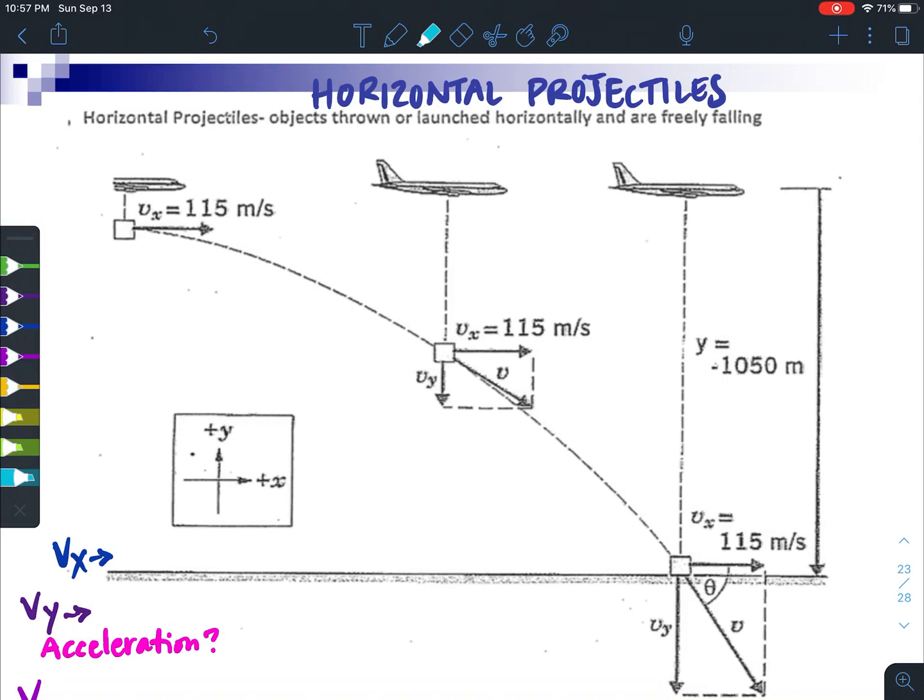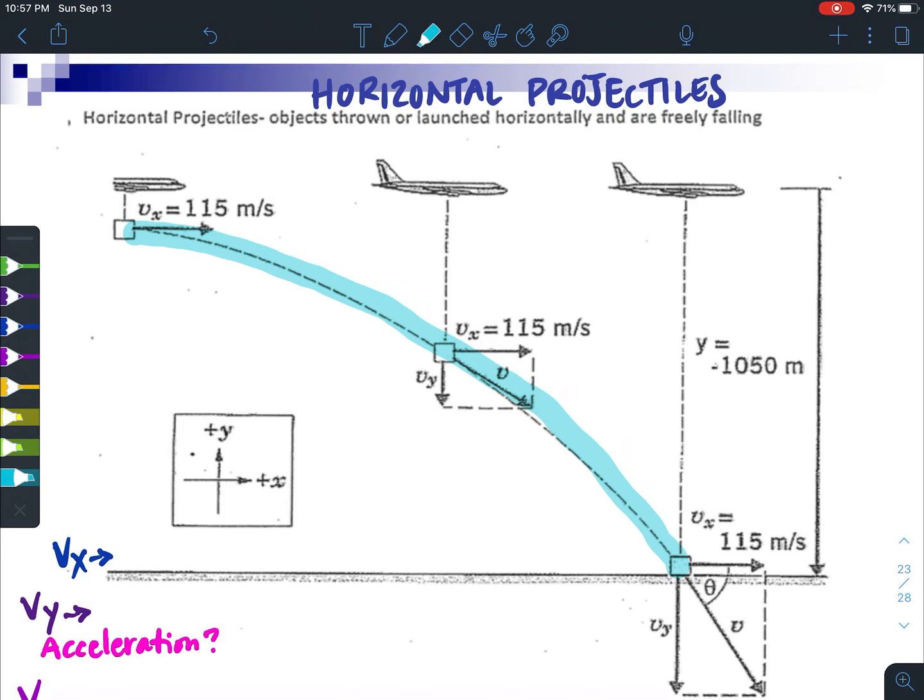Hey guys, we're going to talk about horizontal projectiles today. So in this picture, we've got a plane that has a package and it's dropped the package. So we see the trajectory of the package as it falls. Notice that it's parabolic. That's important. So we've got that parabolic curve just like with angular projectiles.